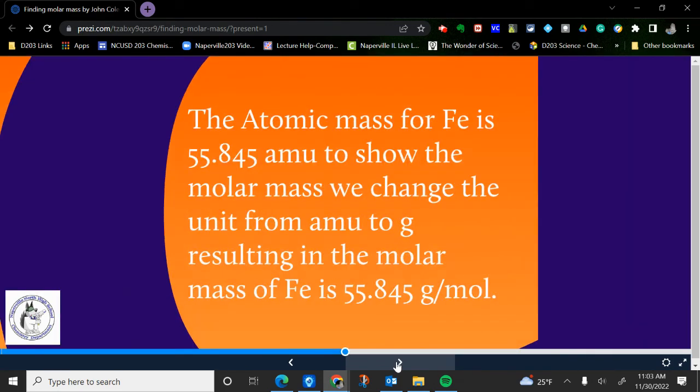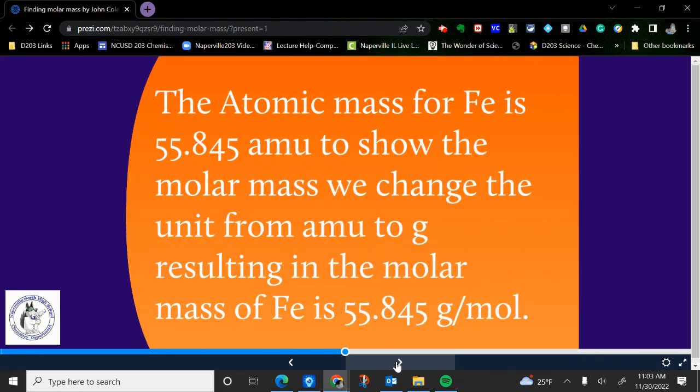Come back up here, and it says the atomic mass for iron is 55.845 AMU. To show the molar mass, we just change the unit from AMU to grams. But I'm measuring the mass of 1 mole. That's key. If I'm measuring the mass of 1 mole, the unit is going to be grams per mole. Does everybody understand that? That's a big key that you have to have right.